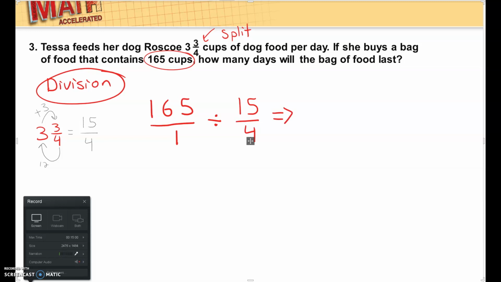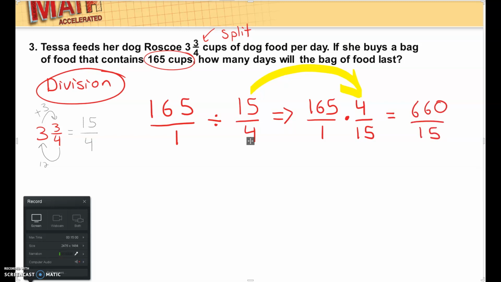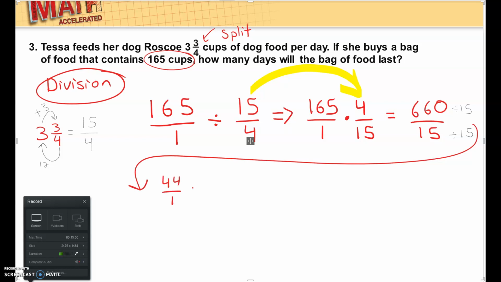Now we're doing division, so I'm going to multiply by the reciprocal. So 165 over 1 times 4 over 15. Notice how our fraction flipped over here. And then we'll work out our multiplication. So 165 times 4 equals 660 over 15. And then simplify if we can. Luckily, those are both divisible by 15. So I divide them both by 15. And then I'm going to write my answer down here. We get 44 over 1. And remember that equals just 44.